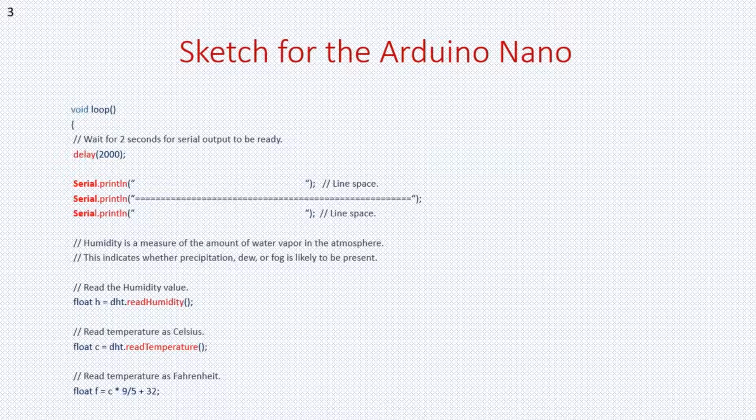This part of the sketch is straightforward. I set up a delay for 2 seconds for the serial output to be ready. I then print a blank line followed by a line of dashes and a blank line following the dashed line. This provides spaces between the readings. The humidity and Celsius values are then passed to float H and float C. I'm using float values because I expect decimal values and not just whole numbers. Finally, I've added a formula to provide a Fahrenheit reading.